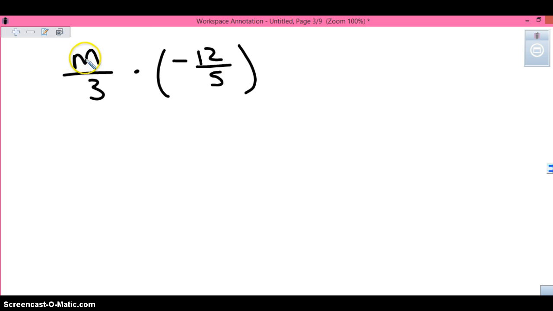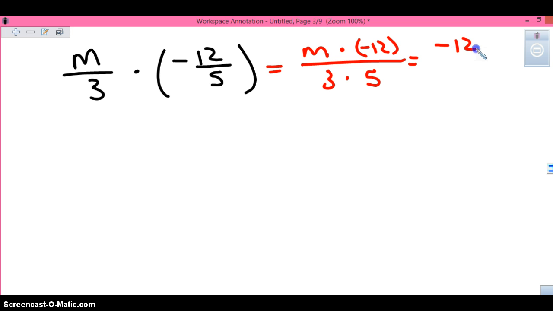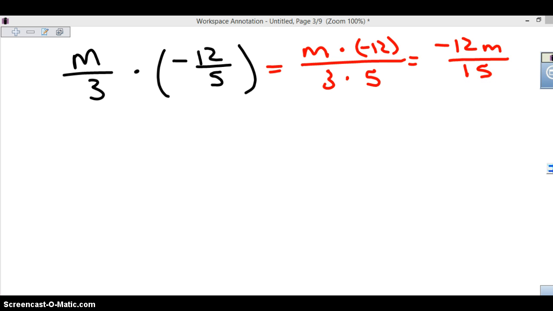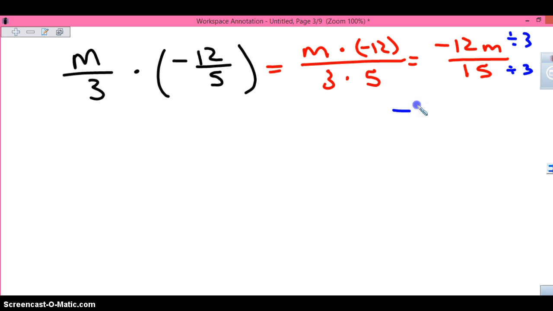If we are multiplying m over 3 times negative 12 over 5, again we multiply our numerators, so m times negative 12 over 3 times 5. M times negative 12 is negative 12m, and 3 times 5 is 15. If we look here, we can still simplify. Both negative 12 and 15 are divisible by 3. So we get negative 4m over 5.